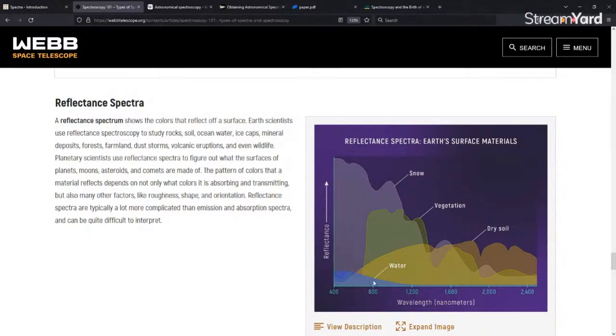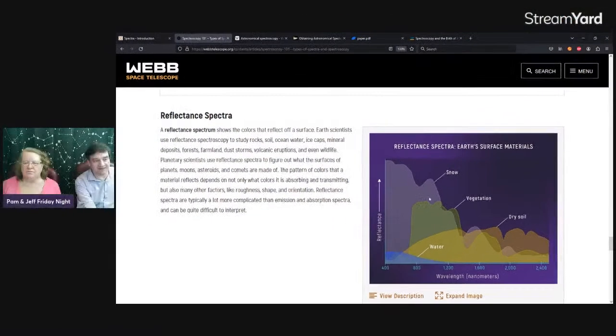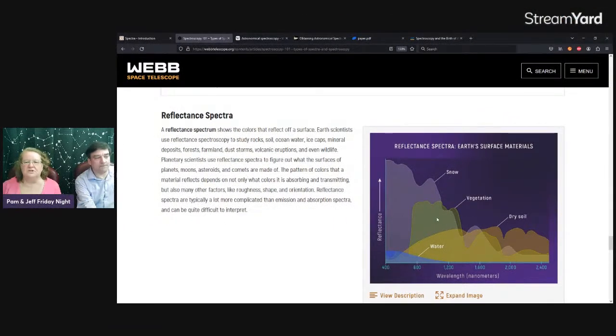What is vegetation? What does it look like? Water looks like this. Dry soil looks like this. Vegetation looks like this. Snow looks like this. So it's a transferable idea. Except that the shape of the matter matters too. If it's smooth versus rough, it'll be different.